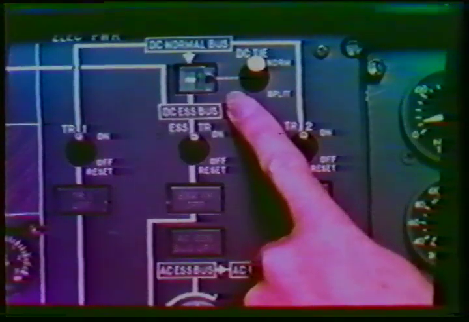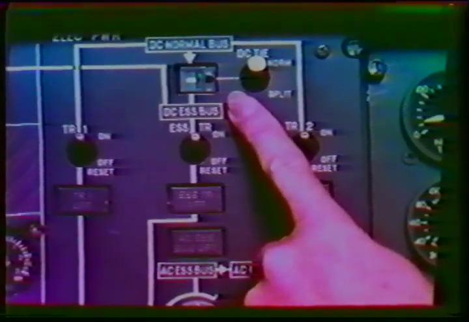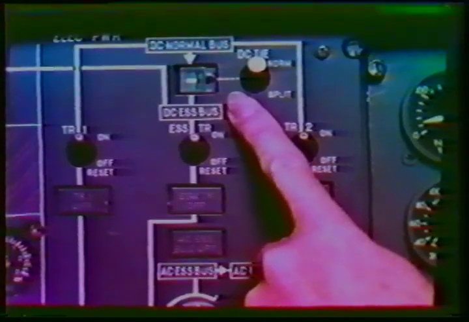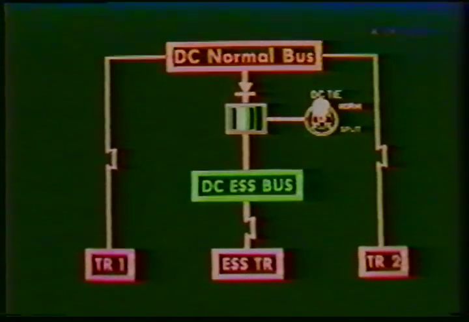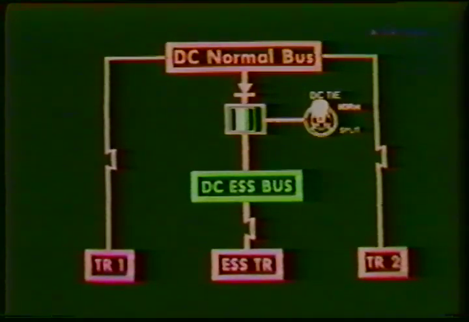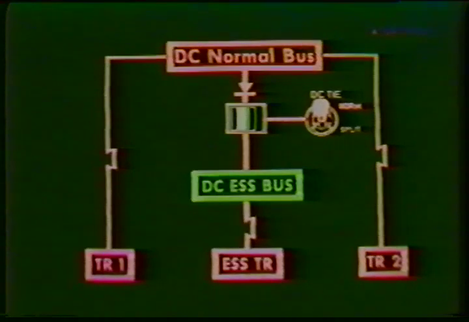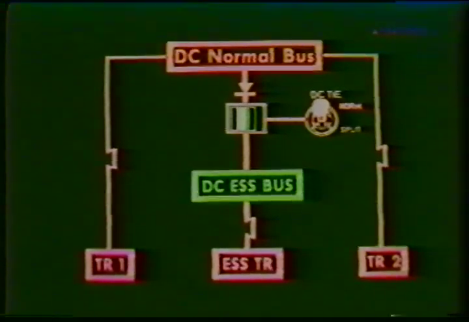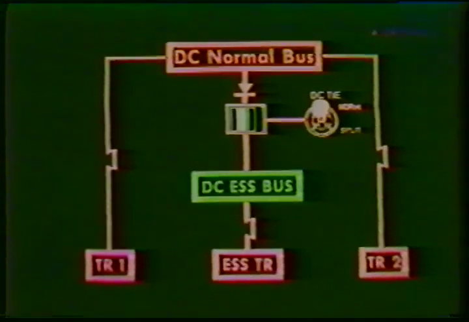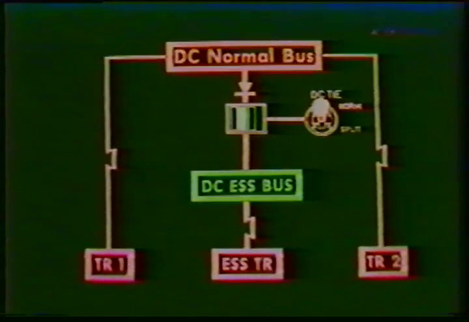A DC tie switch controls a reverse current contactor which connects the DC essential bus to the DC normal bus. When set to the norm position, the reverse current contactor will open or close automatically to prevent the DC essential bus feeding the DC normal bus. A magnetic indicator will show the position of the reverse current contactor: in line when closed, cross line when open.